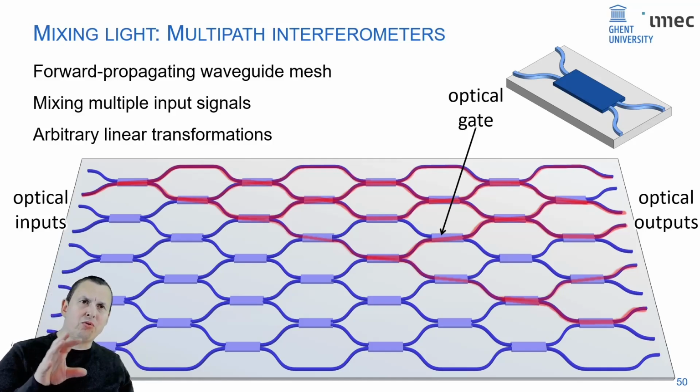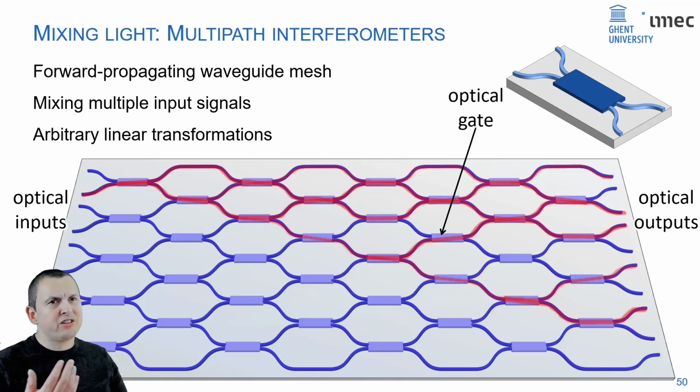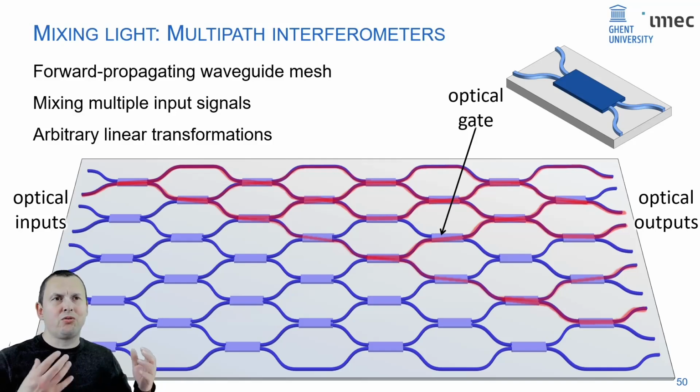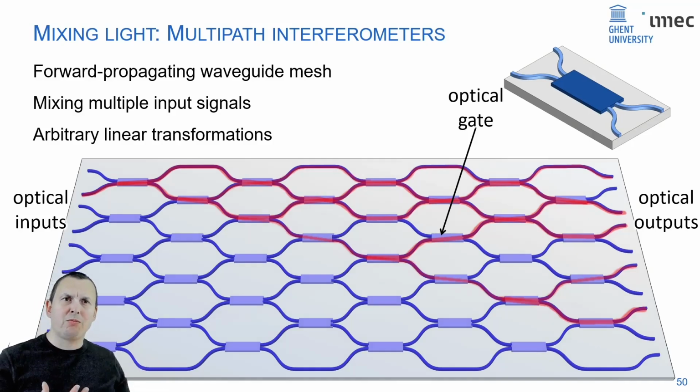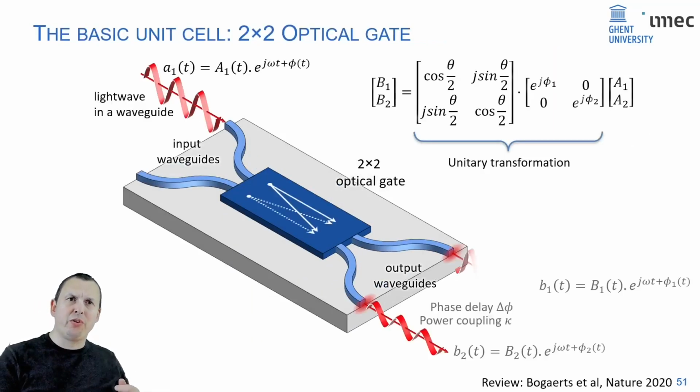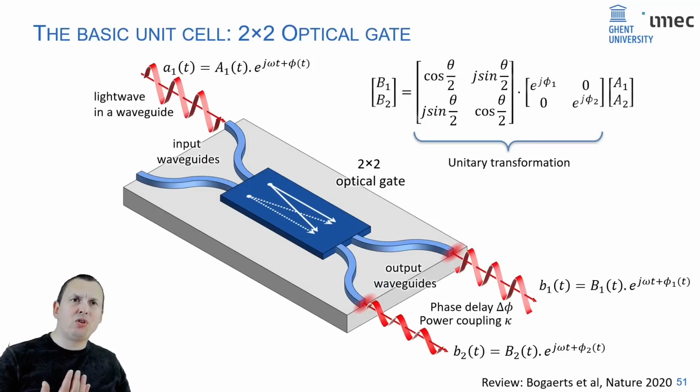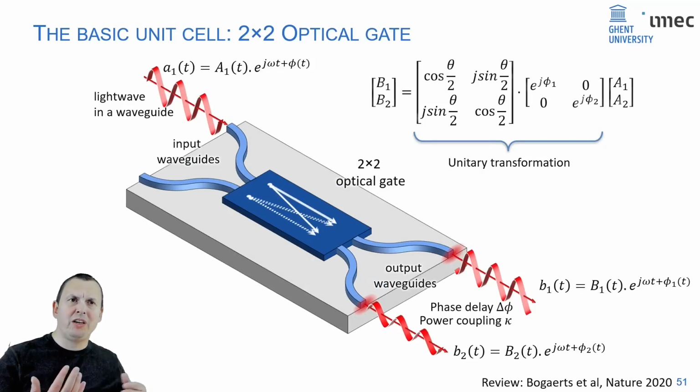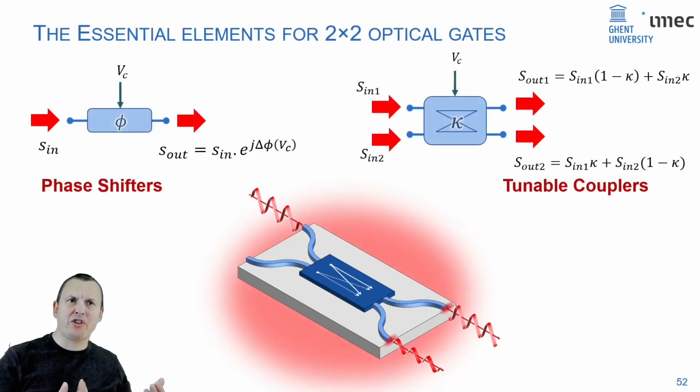Now, to control the flow of light and the distribution of light in such a circuit, we make use of optical gates. Optical gates are essentially an element with two optical inputs, two optical outputs, and by electrical tuning you can control how the two inputs are coupled and what their relative phase delay is. So to implement this, you only need two types of functions. You need some form of tunable coupler, and you need some form of electro-optic phase shifter.